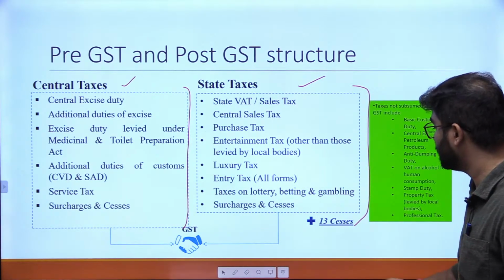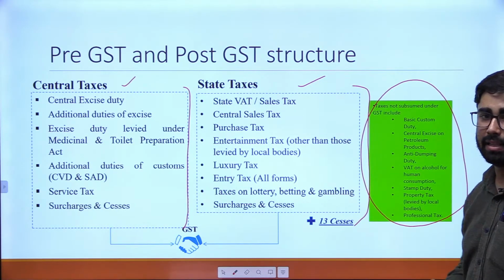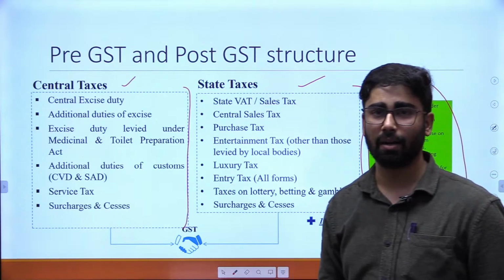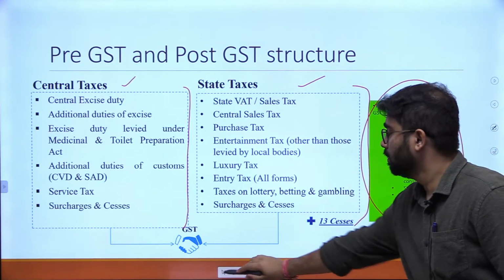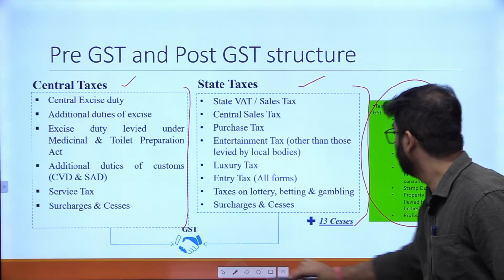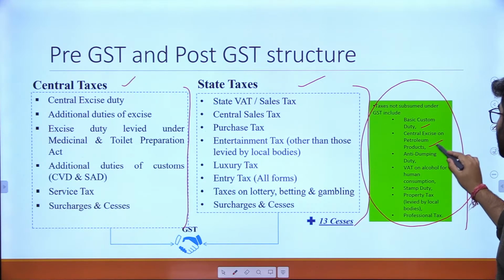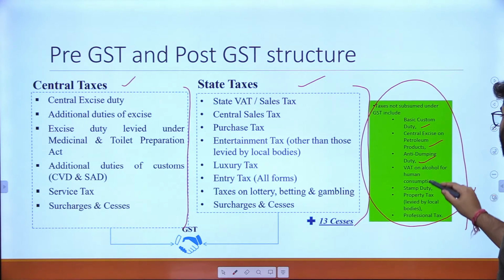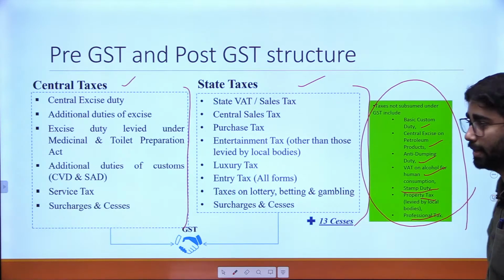And these are the taxes which were not subsumed under GST. Don't worry, you will be getting this as a PDF on our Telegram channel, so download it from there and read it later. And I may read it out to you. The taxes which were not subsumed under GST include basic custom duty, central excise on petroleum products, anti-dumping duty, VAT on alcohol for human consumption, stamp duty, property tax and professional tax. Okay.